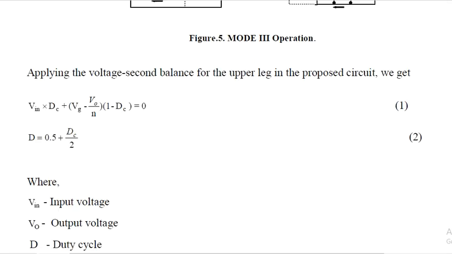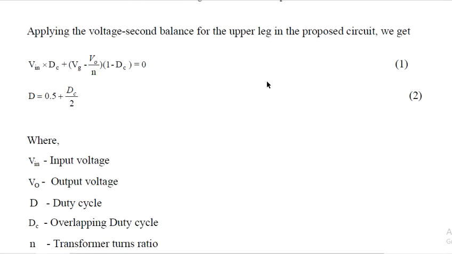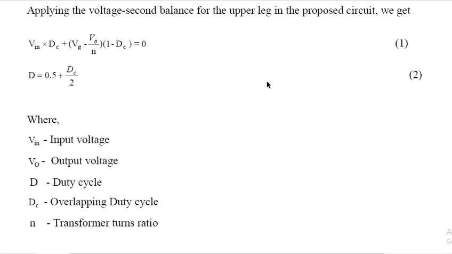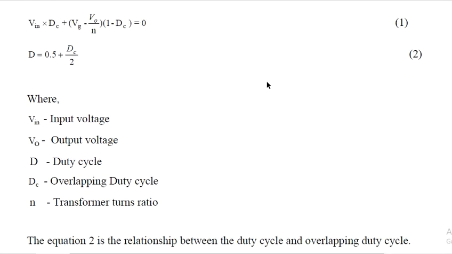These are the voltage second balance equations. You know very well that we use voltage second balance for finding the output voltage in converters. You can see the duty cycle easily here, and my overlapping duty cycle also appears in the equation. From here you can find the duty cycle, which I took as 0.86.